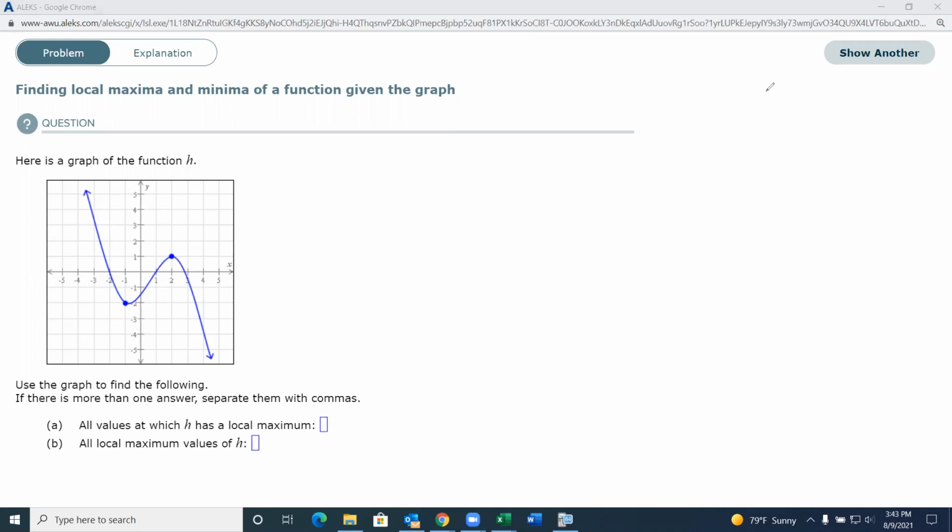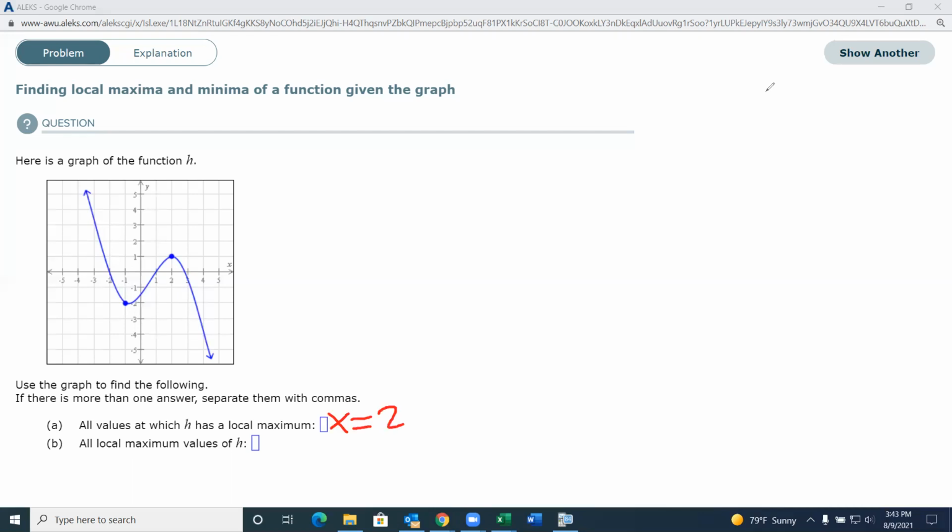And it turns out neighborhood actually is the technical term in mathematics. That's a high point in its own little neighborhood. So that would be a local maximum. So that local maximum occurs when x is 2. So x equals 2 would be the answer to A.